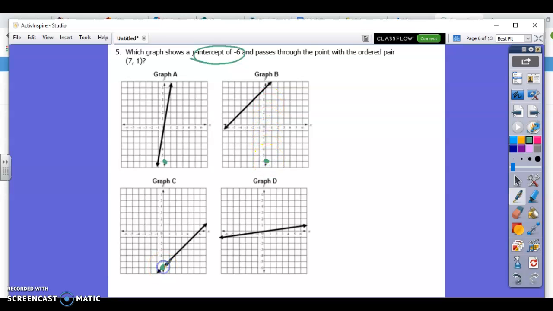There is a line on -6 at this point, and this one has a y-intercept of 0, so nothing here. So we didn't even have to check the point. All we had to do was look at the y-intercept, and the answer is graph C.